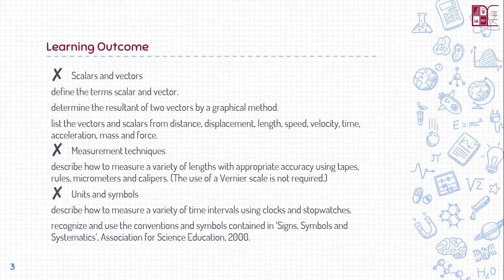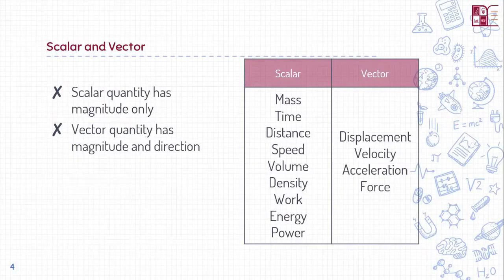We're going to list the vectors and scalars, different quantities. We're going to look at different measurement techniques and different apparatuses and instruments that we use. And then we're going to look at SI units and their symbols and other instruments for measuring time. All right, so let's begin with this. First is scalar and vector.